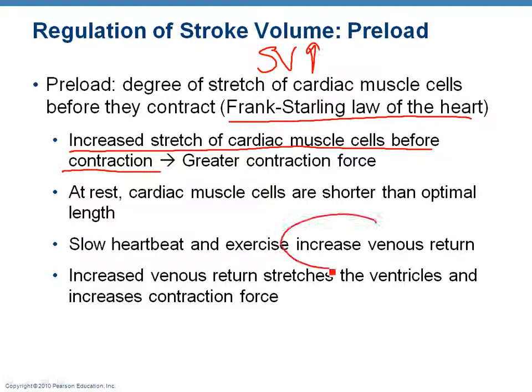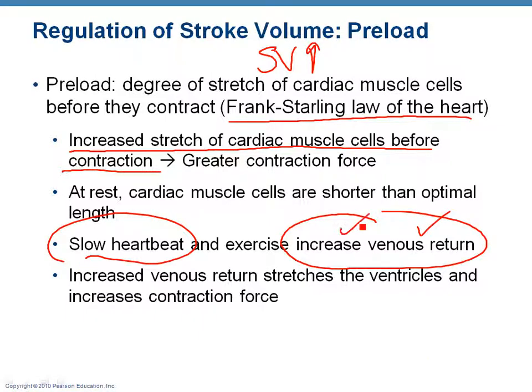The best way to do that is to get more blood into the ventricles before the ventricles undergo contraction. So you increase your venous return. The other thing you can do is actually slow down your heartbeat. Okay, a slower heartbeat will allow more time for passive filling of the ventricles, which allows more blood to flow down in there and more pre-stretching of the walls of the ventricles before they contract. So those are a couple of things.